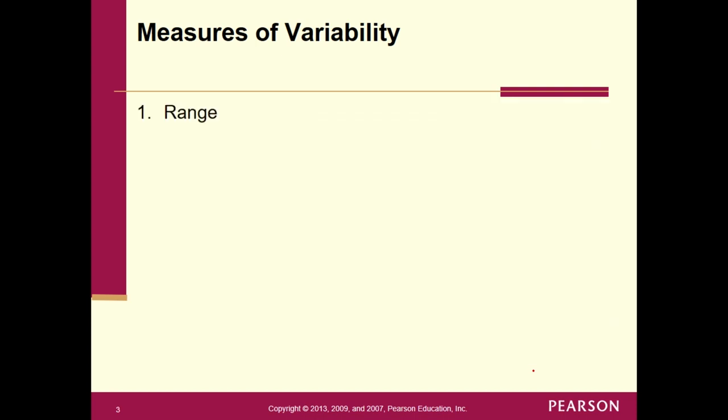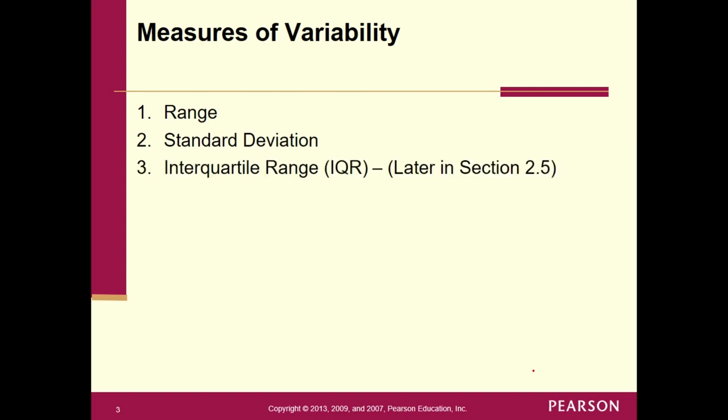There are a couple of different measures of variability that we're going to talk about in this class. There's more than this, but here are the ones we'll cover. We have the range, the standard deviation, and the interquartile range, the IQR. But we're not going to talk about that until section 2.5, so you'll see that more in 2.5. Today we're going to talk about range and standard deviation.